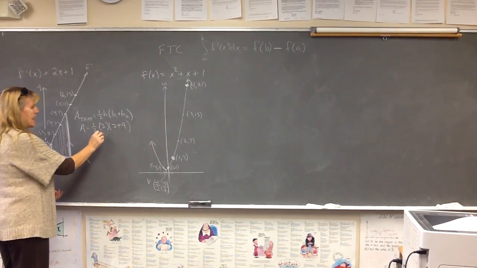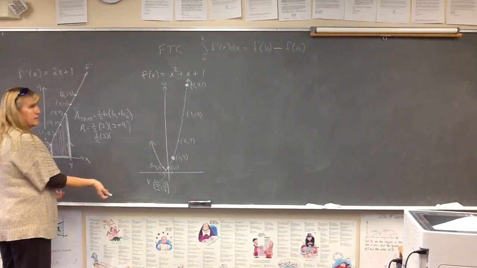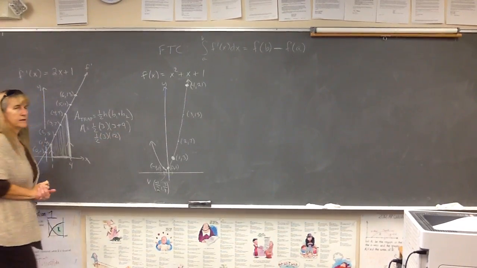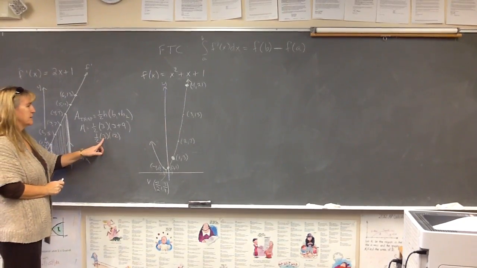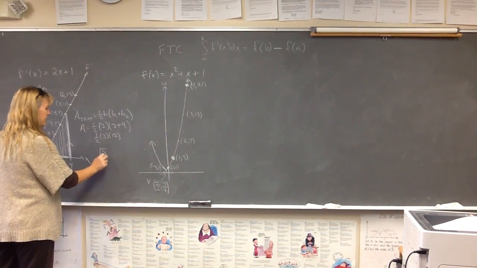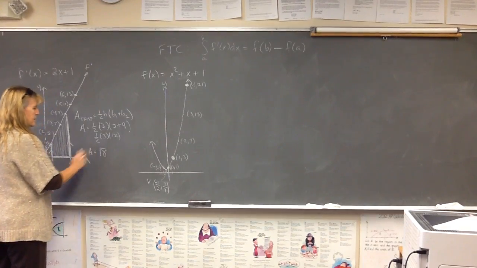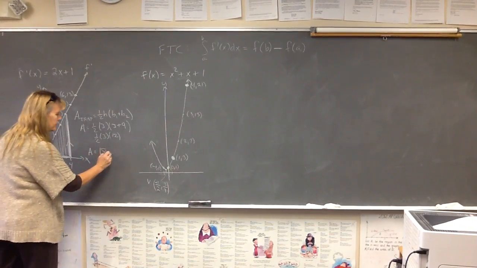This gives me 1/2 of 3 times 12. So what's half of 12? 6 times 3? 18. So this area is 18 squared units, if you will.